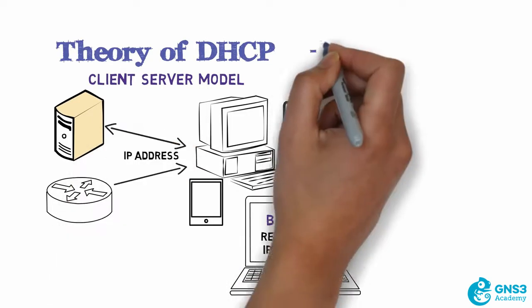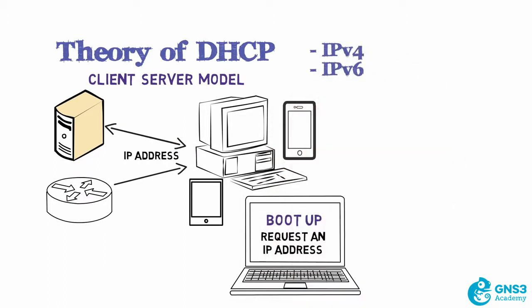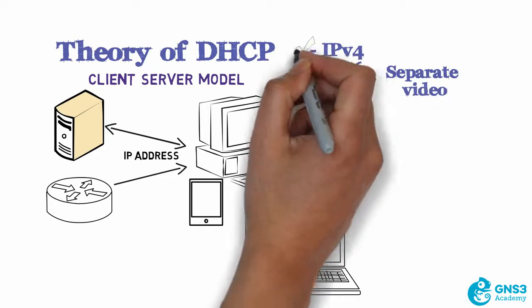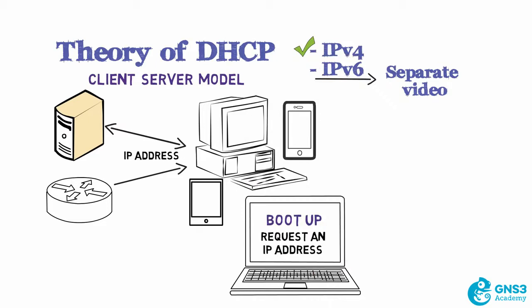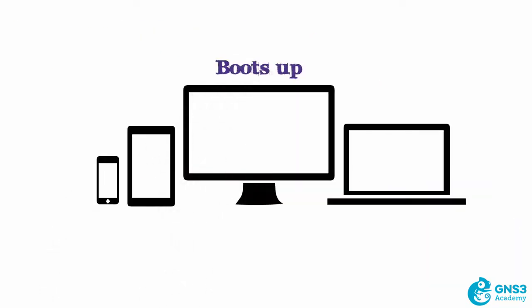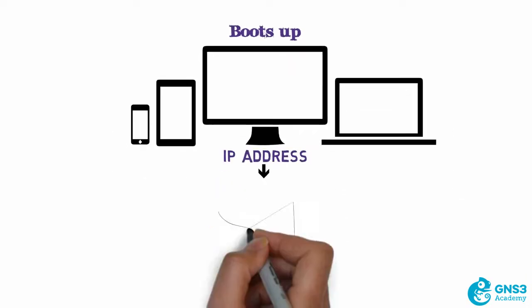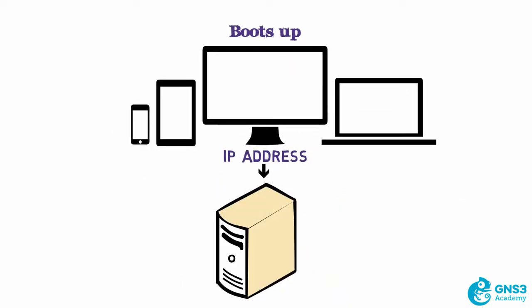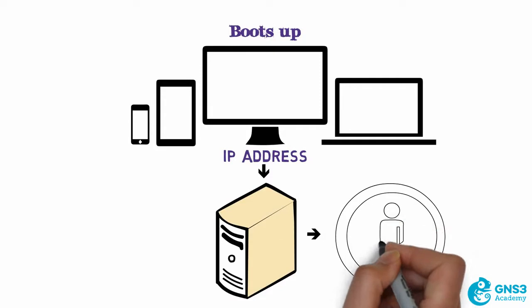This takes place in both IP version 4 and IP version 6, but we'll discuss IP version 6 in a separate video. This video concentrates mainly on IP version 4 DHCP mechanisms. So when the PC or laptop or phone boots up and requests an IP address from a DHCP server, the server will then offer an IP address to the client.